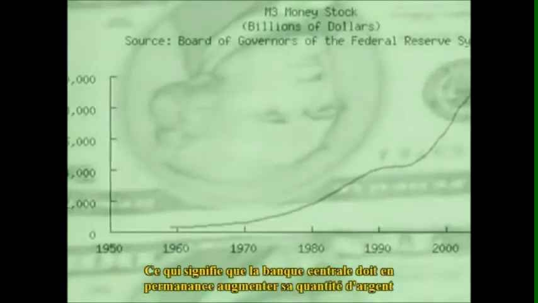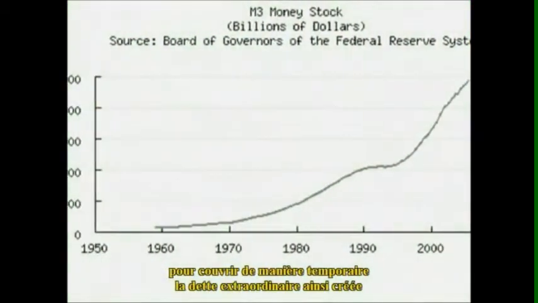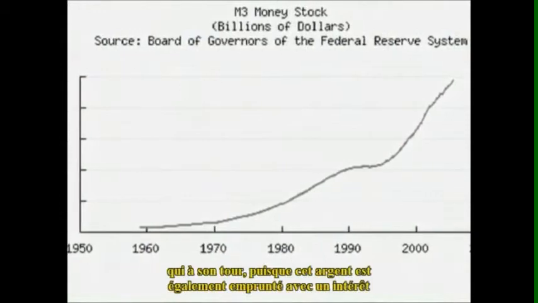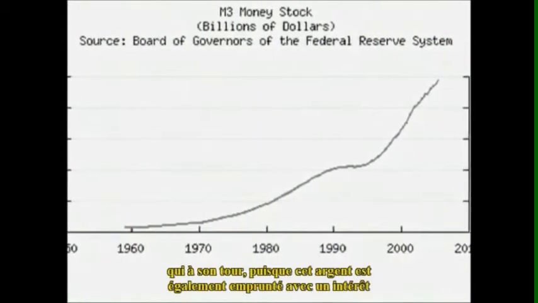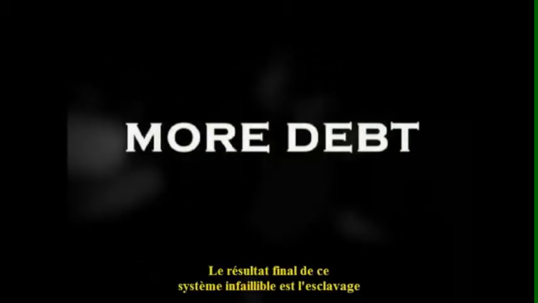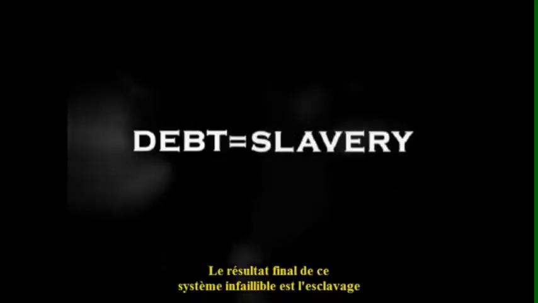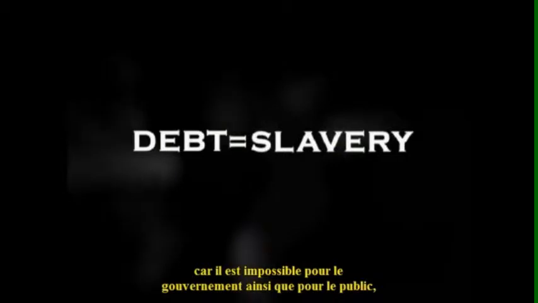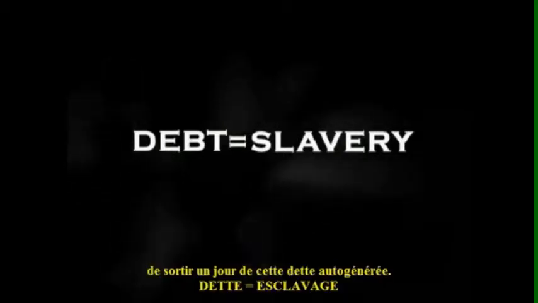from? It can only come from the central bank again, which means the central bank has to perpetually increase its money supply to temporarily cover the outstanding debt created, which in turn, since that new money is loaned out at interest as well, creates even more debt. The end result of this system without fail is slavery, for it is impossible for the government and thus the public to ever come out of the self-generating debt. The founding fathers of this country were well aware of this.